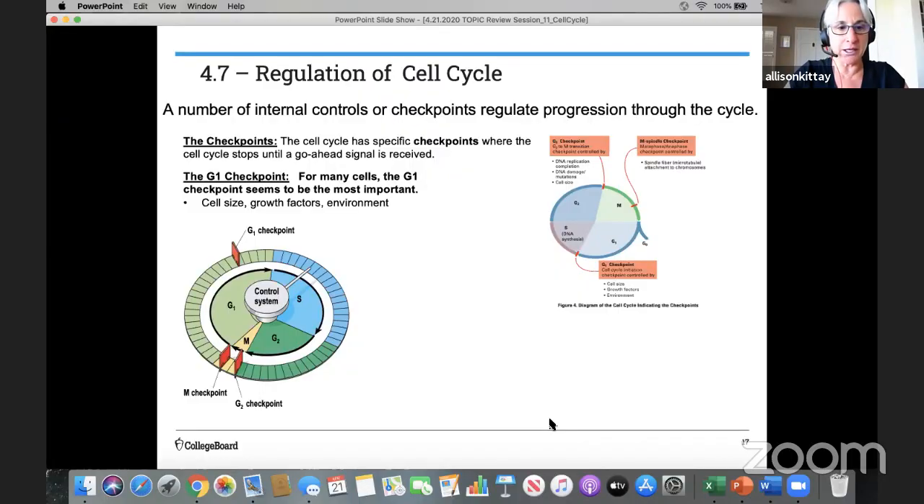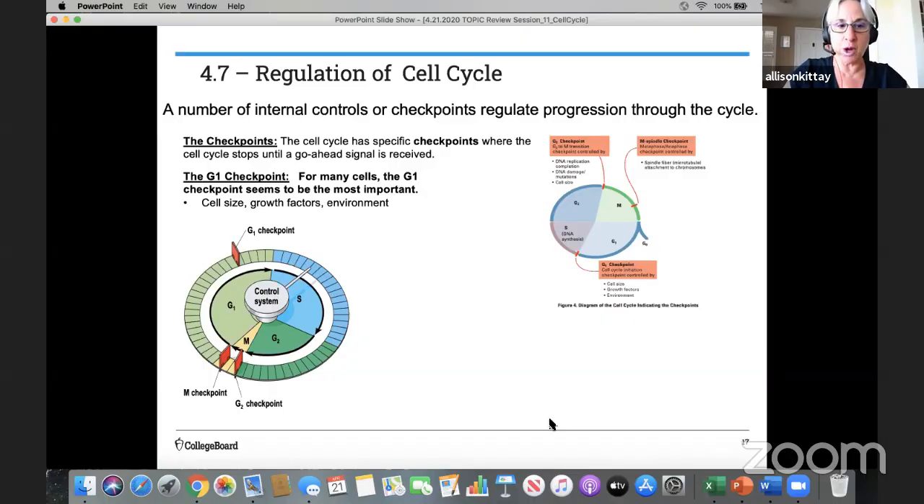So in the G1, for many cells, the G1 checkpoint seems to be the most important. Sometimes it's referred to as the restriction point. And what's checked at this point is the size of the cell. Is it adequate? Does it have growth factors? And the environment. And the environment is important in that not only do we have internal controls, there are external controls of the cell cycle as well. And my last slide will talk about external or environmental factors that can affect the cell cycle regulation.